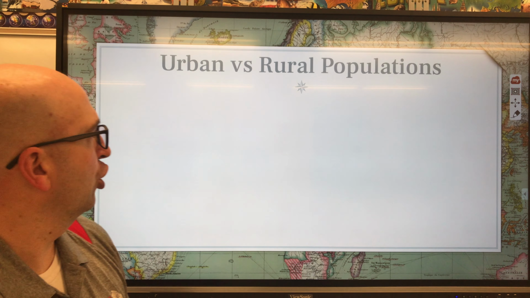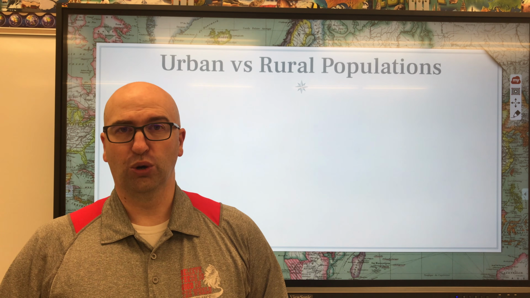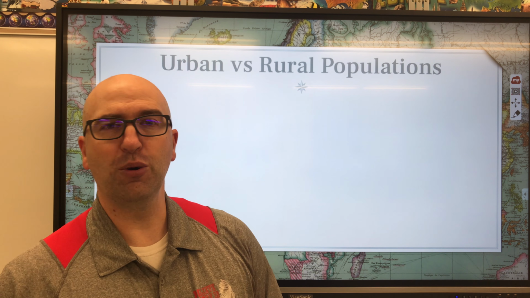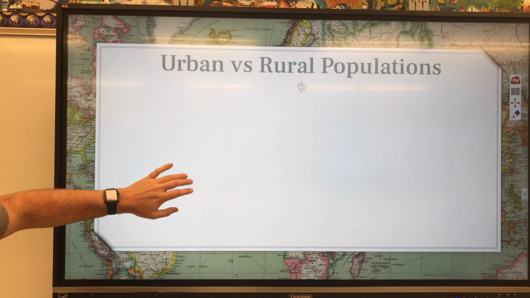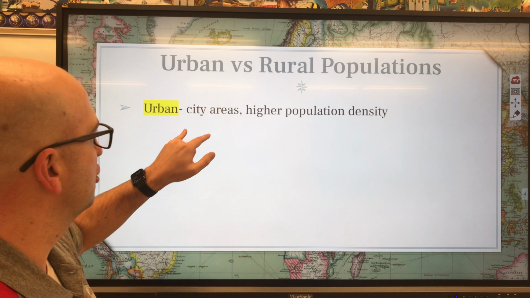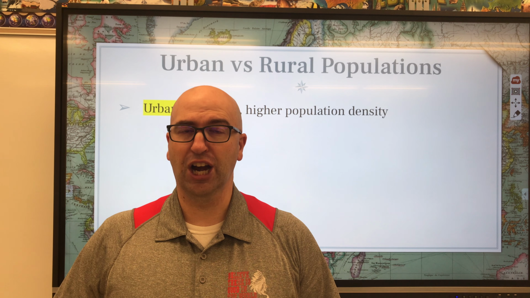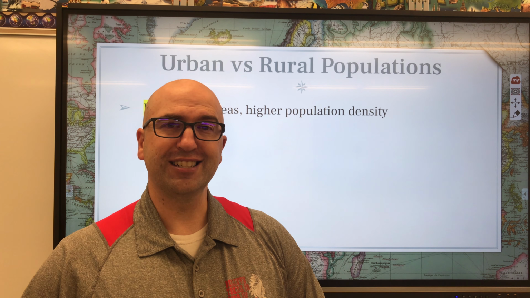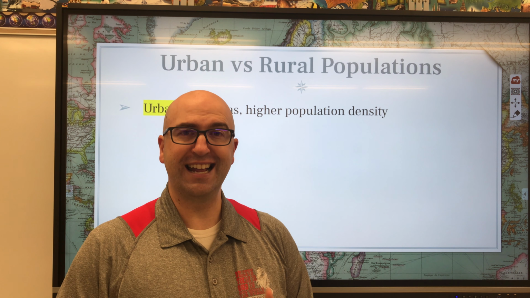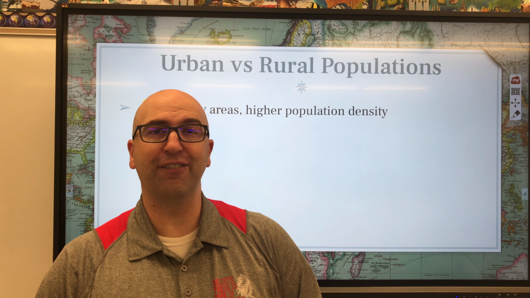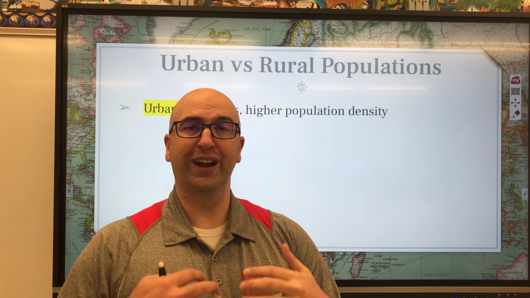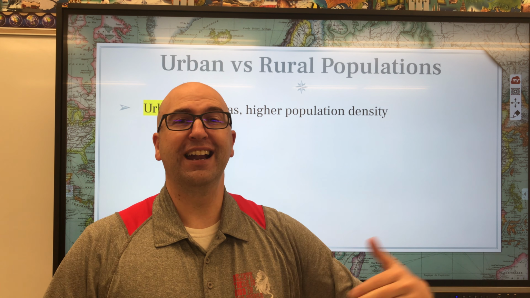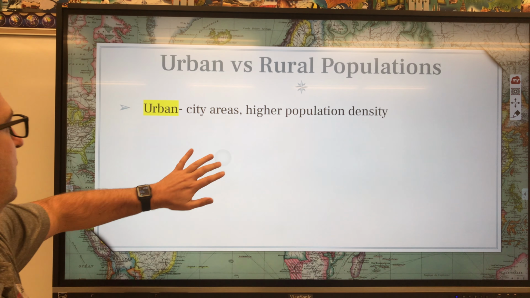So let's talk urban versus rural populations, because these are two vocabulary terms that address population. An urban population, those are our city areas, or those are our areas that have a higher population density. Population density is the average number of people per square mile. So there's more people on average living there than in other places.